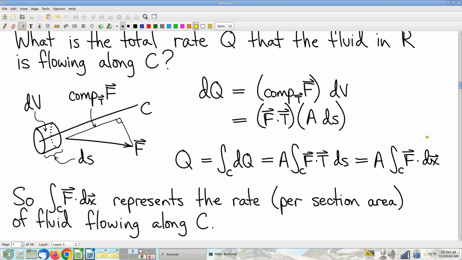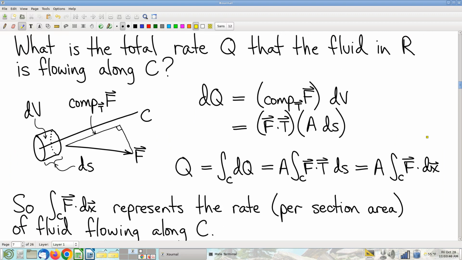But let's compute what we get. Here's a little piece of fluid, dV. And there is a flow velocity here, the velocity the fluid is actually moving. I don't really care about how much the fluid is actually moving. What I want to know is to what extent it is flowing along the curve. I don't care about the extent to which it's flowing perpendicular to the curve. I just want to know this amount of volume of fluid flowing along the curve by what amount?